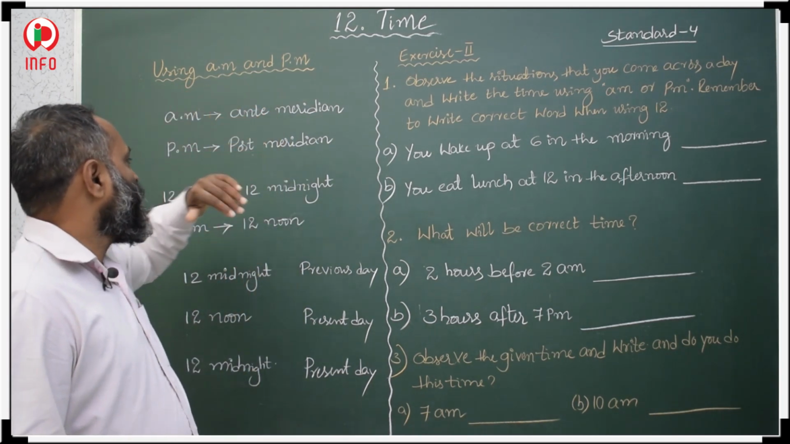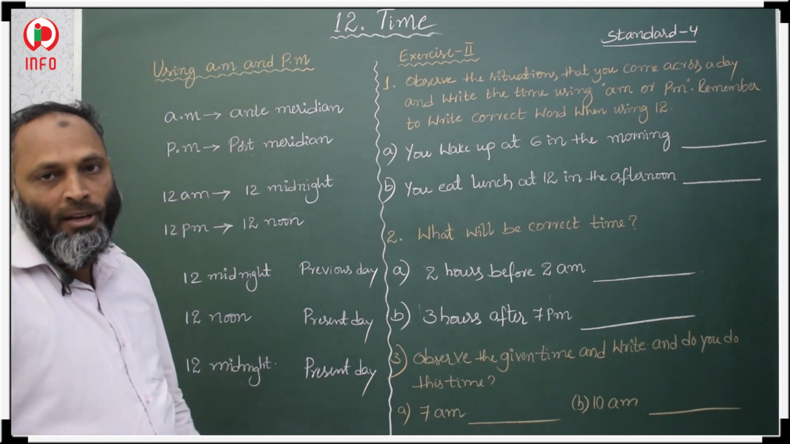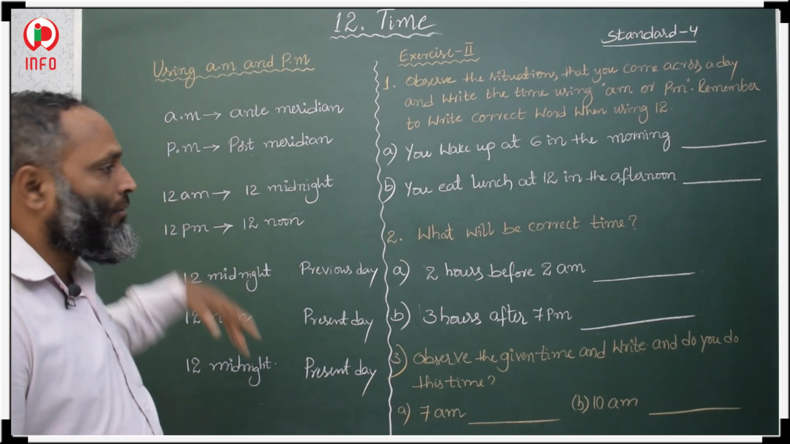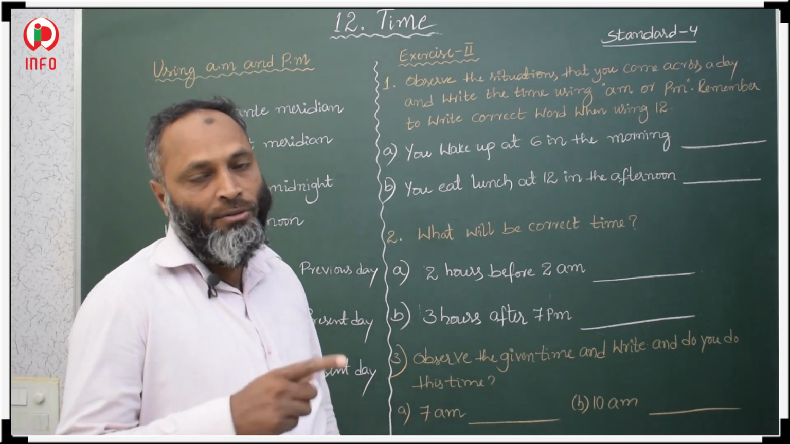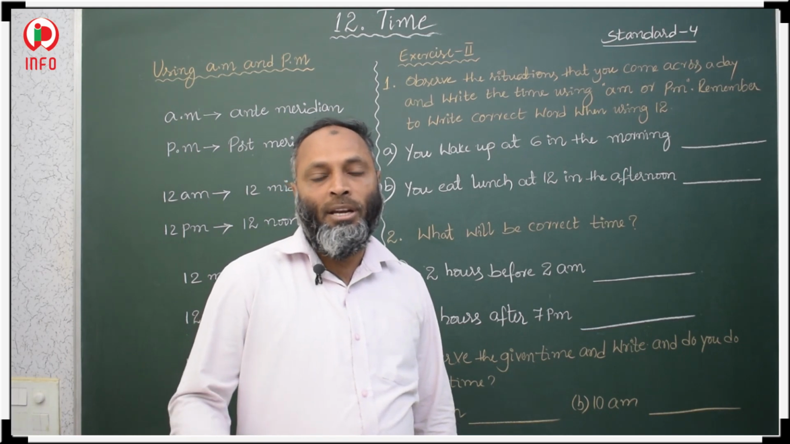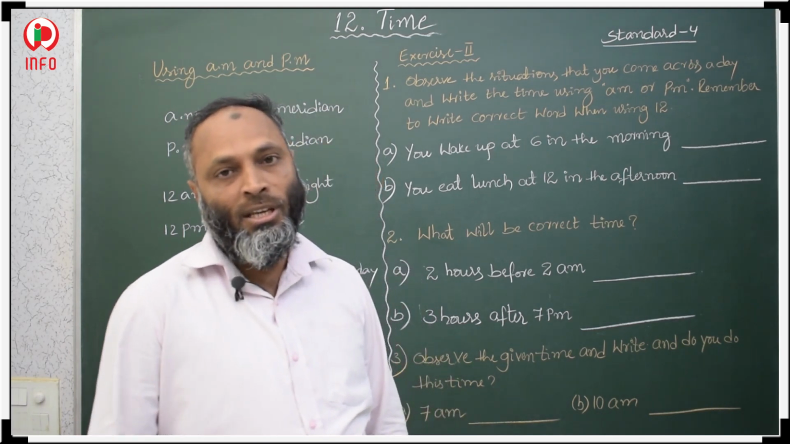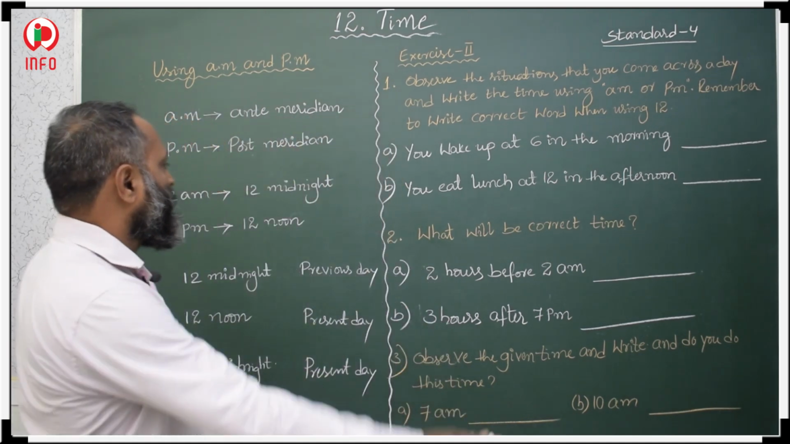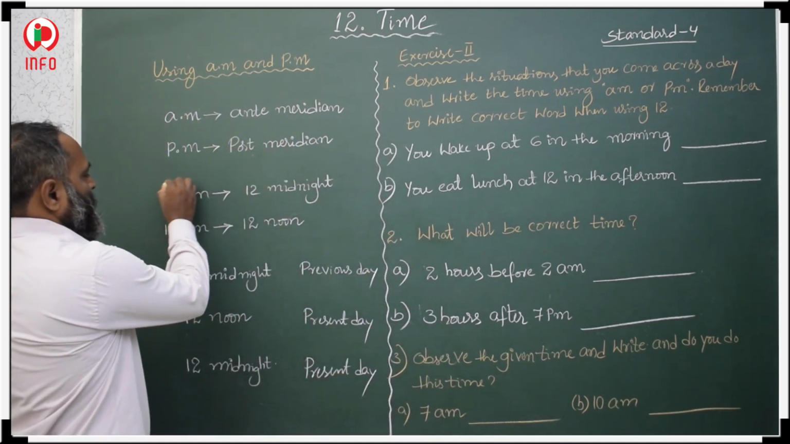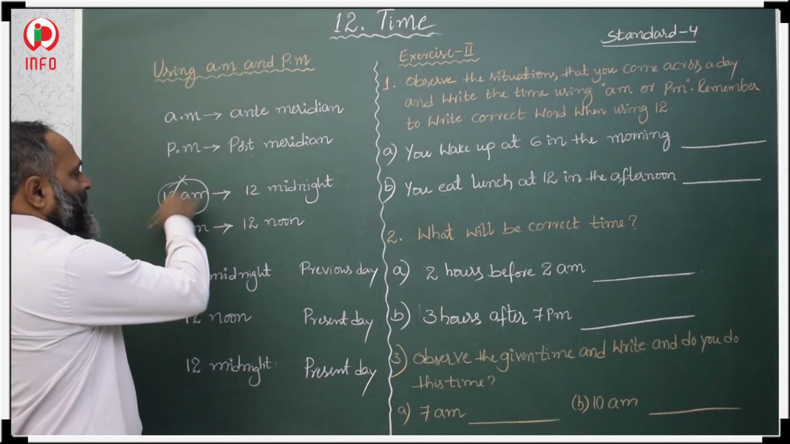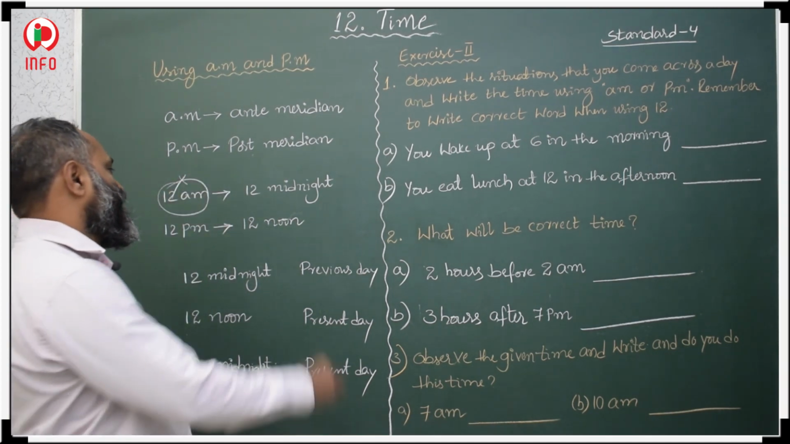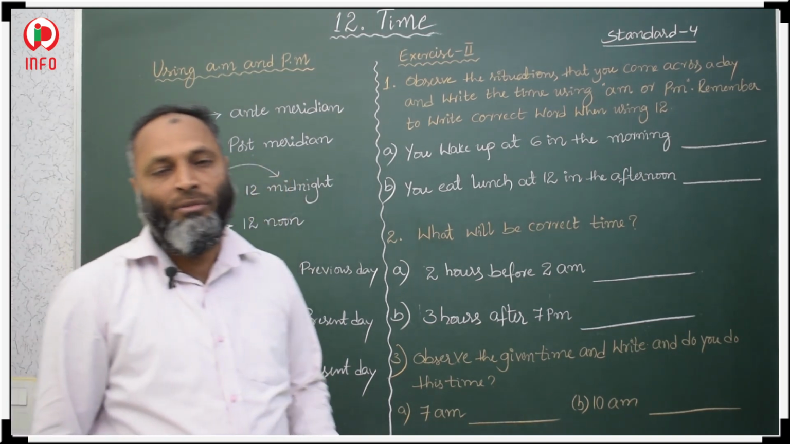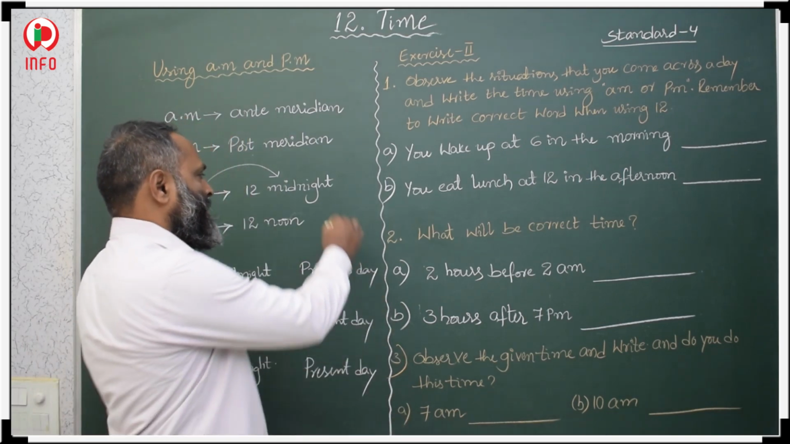See here, what is AM and what is PM? AM means anti-meridian, PM means post-meridian. In a clock, if our hand completes 2 circles, 2 rotations, then 1 day is completed. Here, 12 AM: it is not correct to say 12 AM. We should say 12 midnight. Don't write 12 AM. 12 midnight is the correct one.